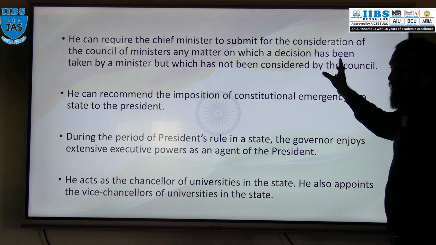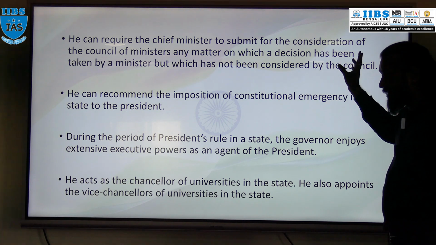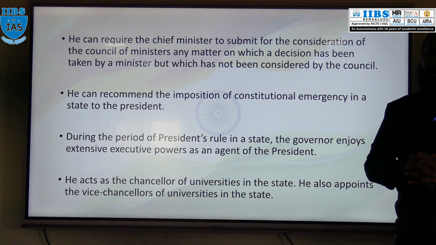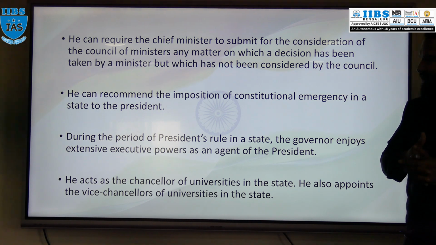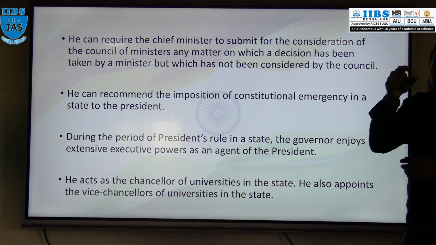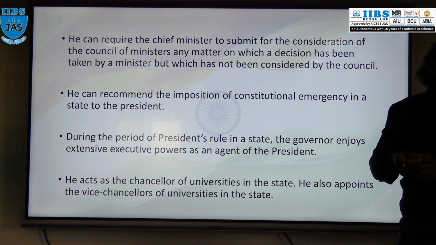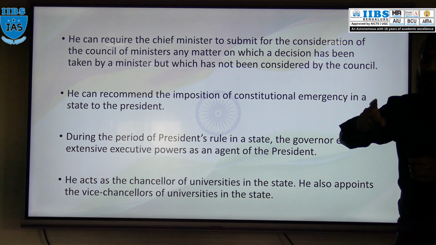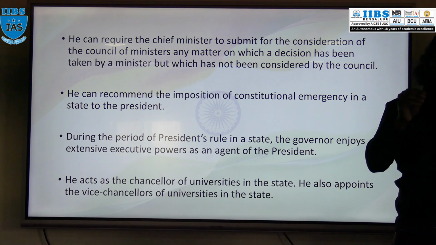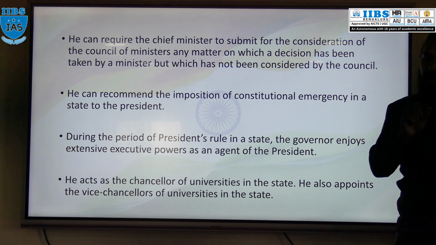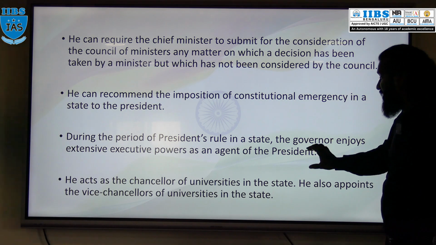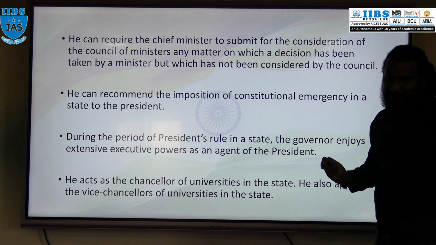Next, it is the governor who will give a recommendation to the president for proclamation of a constitutional emergency. During President's Rule, whenever a constitutional emergency is imposed, all the executive power of the state government will be in the hands of the governor. At that time he will act as the agent of the president.